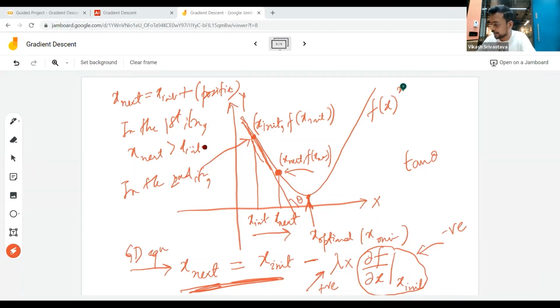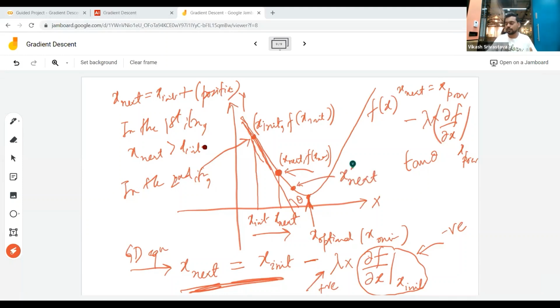x next is equal to x prev, right? So the previous x minus lambda times the derivative of the function with respect to x at this x prev, right? So here when we are at x next, now we need to find the new x next, right? So it could be, let's say, this particular point. Let's call this x dash next. Okay, so this will again be given by x next plus some positive quantity, right? So this is a positive quantity, so again this x dash next will be greater than x next, right?